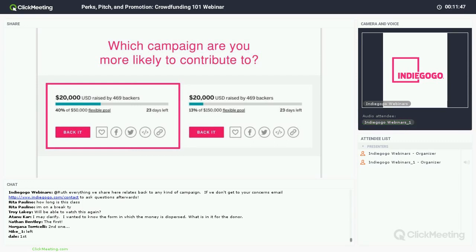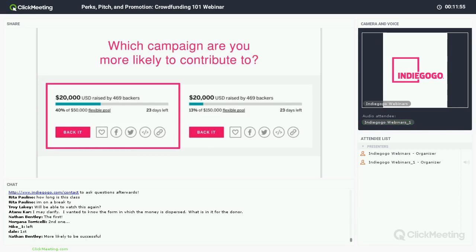That green bar is really helpful because it shows a lot of social proof that people believe in your idea, and that it's something that they can kind of see coming to fruition.